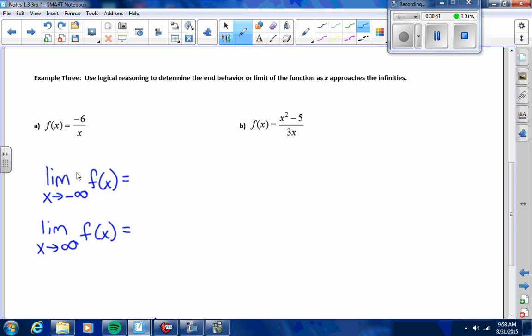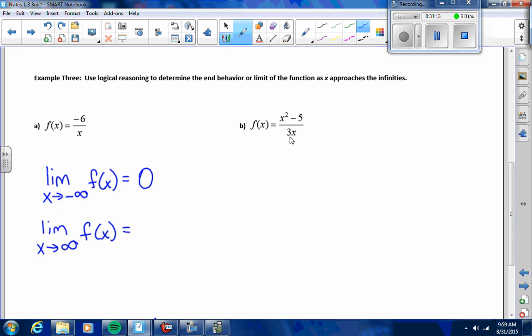0.06. What if x is -1,000? 0.006. So what's happening to those values? It's getting closer and closer to what? 0. So as x is going to -infinity, the function is going to 0. We can logically think through this by taking values of x going in the direction we want, making those x values get bigger and bigger, plugging it in, and seeing what happens.